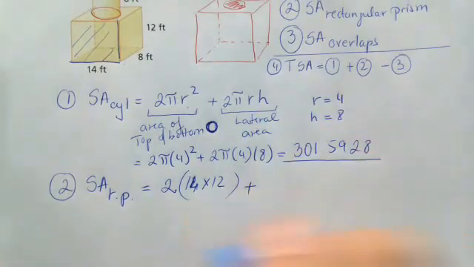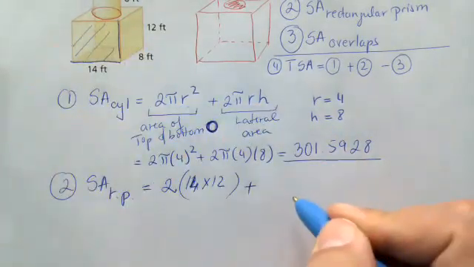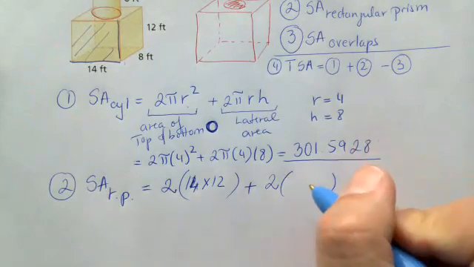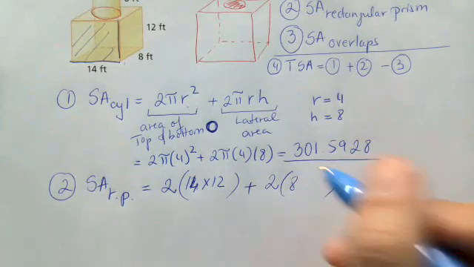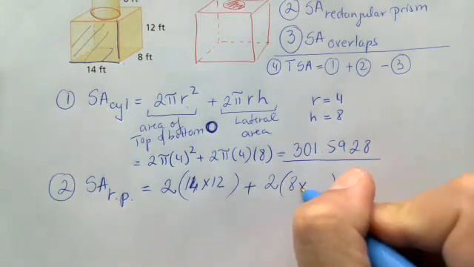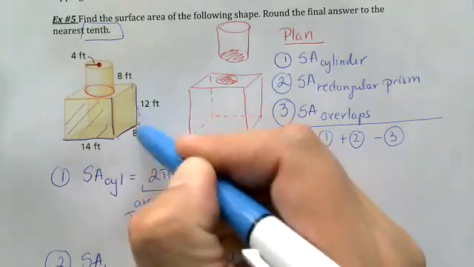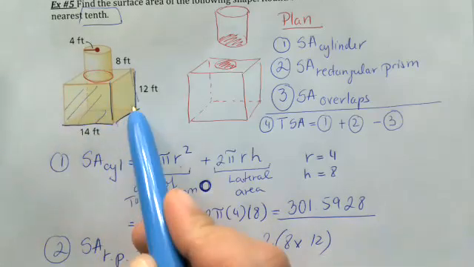Plus, let's do the left and the right rectangle. How many of them are there? 2. What's the area of one of them? Louder, Danica. 8 what? Just 8? It has to be an area, so it's 2 dimensions. So 8 times what? 8 times 12, right? 8 times 12, the left and right. Make sense? Yeah, we're doing the left and right.